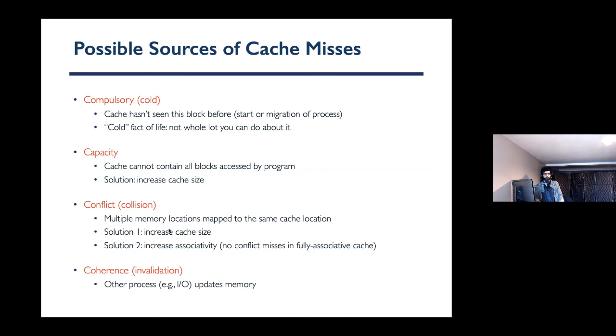And lastly, you have the coherence misses. This is a miss that is caused by the fact that you have a multi-core system, and although you have the memory block cached in your cache, it's invalid because somebody else has modified it. So these are the misses that you get because of the cache coherence protocol. So these are the 4 major sources of cache misses.